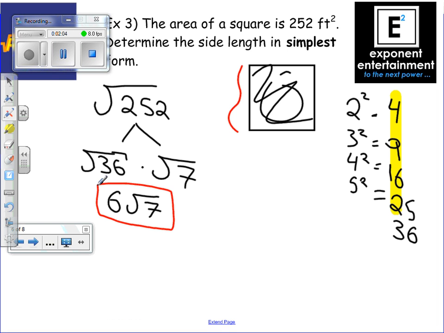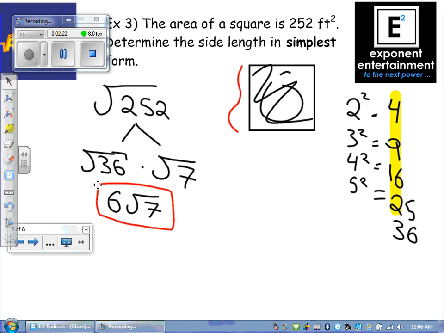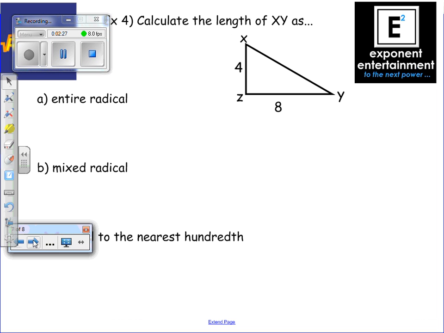If you had chosen to divide by something smaller than 36, and this was a bigger number, you have to keep breaking it down. So you're not done until you can't divide into the radicand anymore. Any questions? All right. Next page.